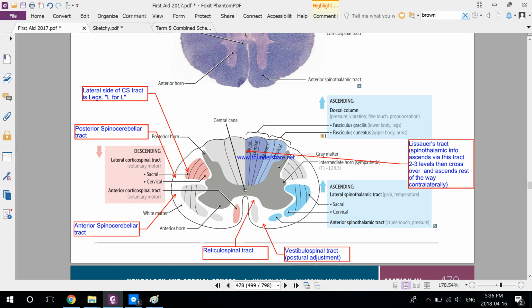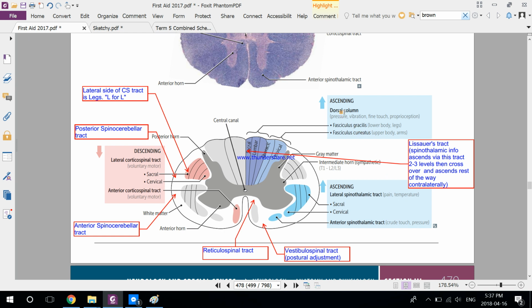Okay, for spinal cord lesions, there's three things that you need to know. There's three tracts. Two of them are ascending because they are sensory. One of them is descending because there is motor. The descending is the lateral corticospinal tract. The ascending ones are the dorsal column, which are basically for your discriminative touch, and your other ascending one is the lateral spinothalamic tract, which is pain and temperature.